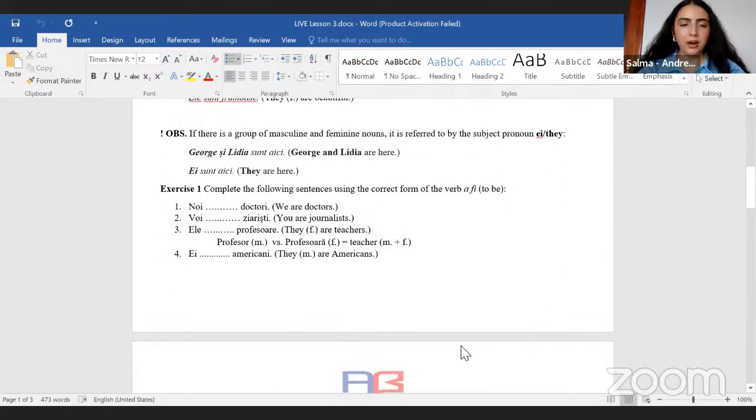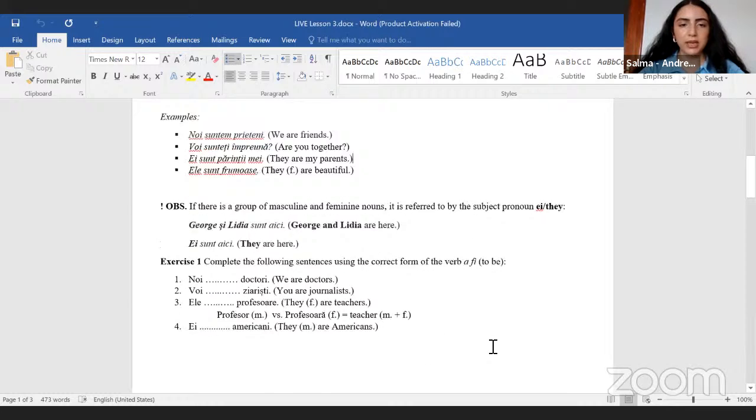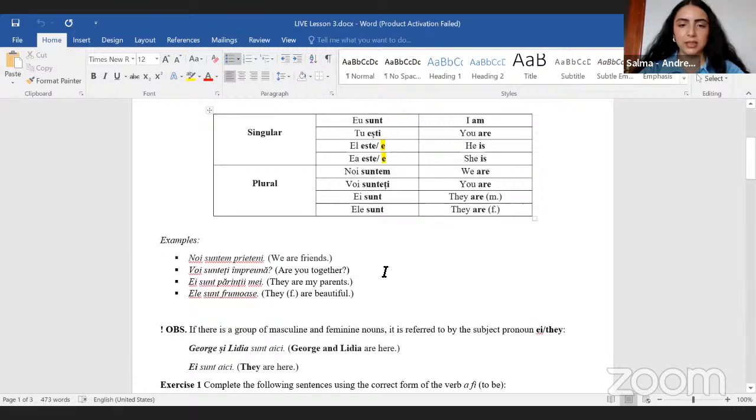Okay, I've prepared for you here a short exercise just with the new information that we've added today. As last time, I've prepared for you another exercise, a similar one, but with the singular form of the verb to be. So if you would like to, you can just pause the video and fill it in. And during the next class, I'm going to give you the answers and you can check it, or it's really easy, you can check it just by looking at the table right here.